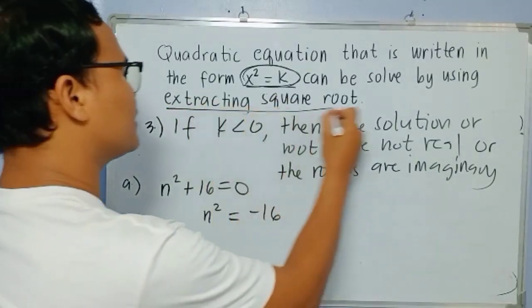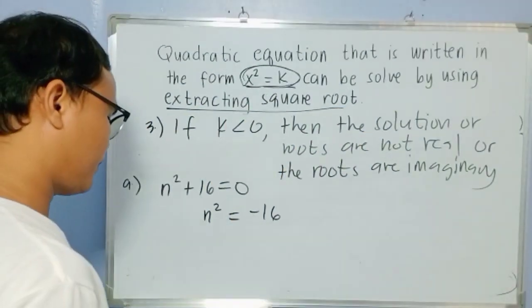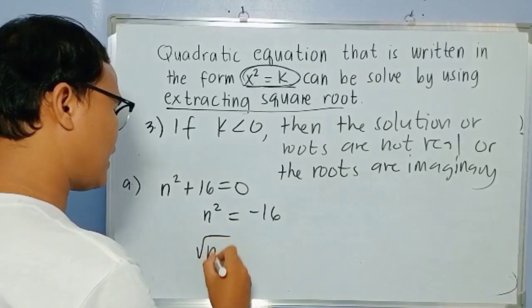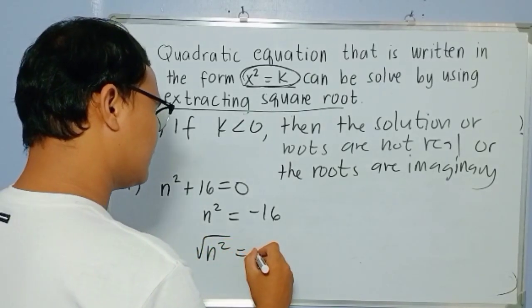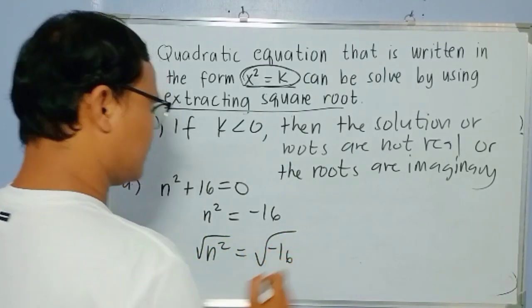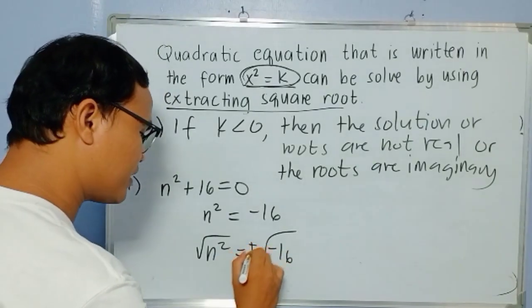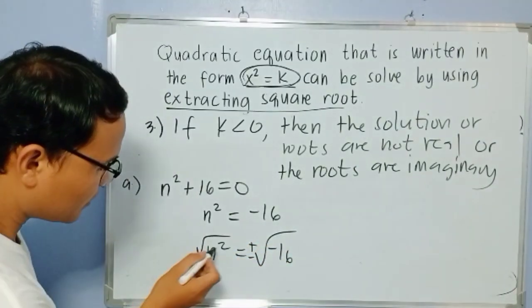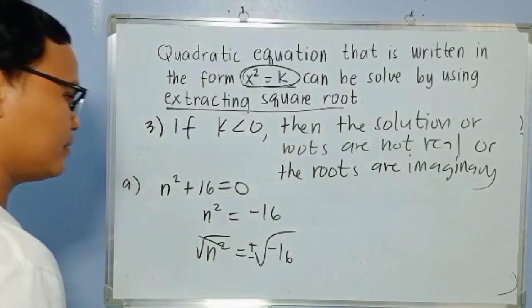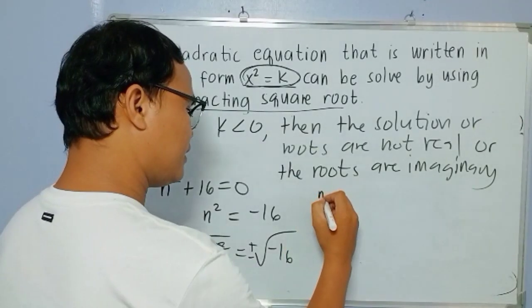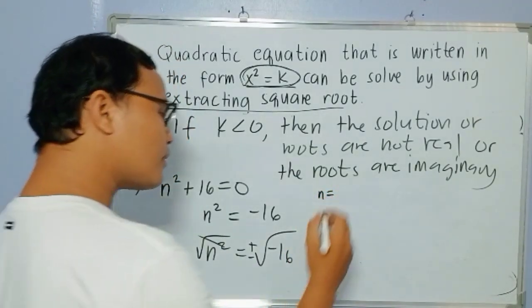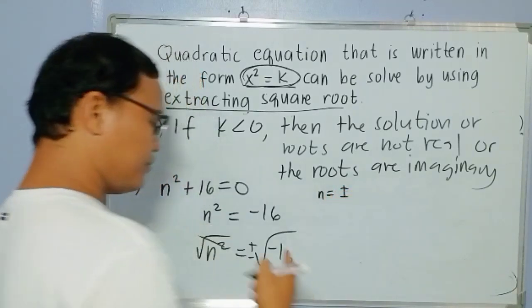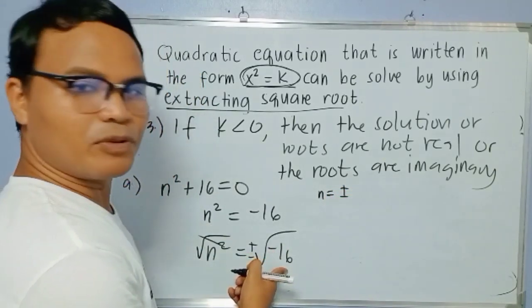Then, pwede na pong i-apply yung subtracting square root. So, subtract square root both sides. Lagyan po na ng positive, negative. Here, ma-cancel out. And n equals positive, negative. Ano pong sagot dito?